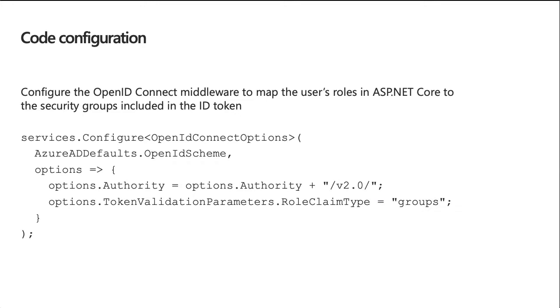Now with the app registered and configured in Azure AD, the next step is to update the app's configuration. Within the method ConfigureServices, locate the line that configures the OpenID Connect options and update the expression to match the code that you see here. Notice that we're changing the role claim type to be equal to groups. The addition of this line specifies the claim that represents groups when creating the claims principal in ASP.NET.